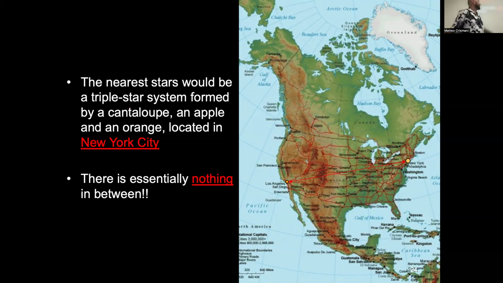So this is where we are, approximately. That little dot is us. That little dot is New York City. And they're colored properly. This is the color of our sun. This is the color of the nearest star. And it's about this. This is us. And some of this is wet. And there's actually two stars there. They're like this. But they're in New York City. And there's nothing in between.